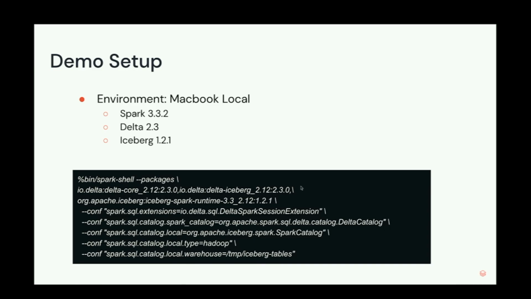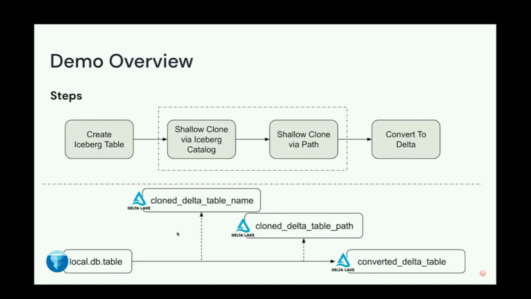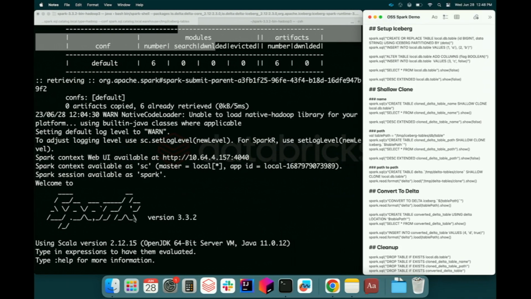As you can see in the command line, we have the Delta catalog as the main Spark catalog, and we plug in the Iceberg catalog as a side catalog called local. So here will be the workflow of the demo. At the beginning, you will see we create an Iceberg table. Then we run the shallow clone with the Iceberg catalog. After that, we will do another shallow clone with the Iceberg path. And at the end, we will do a convert to Delta. Okay. So let's go to the terminal.